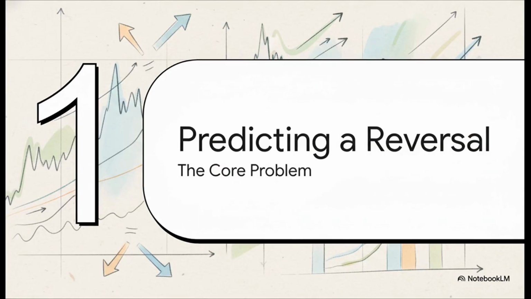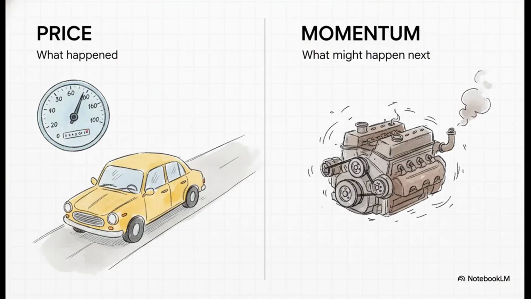Section 1, predicting a market reversal. This is the fundamental problem that divergence is trying to help us solve. Okay, so think about it this way. A stock's price is kind of like the speedometer in your car. It tells you exactly how fast you're going right now. It's a fact. It's history. But momentum is more like the sound of the engine. Is it revving up, full of power, or is it starting to sputter and strain, even if your speed is still high? That sound, that hints at what's coming next.